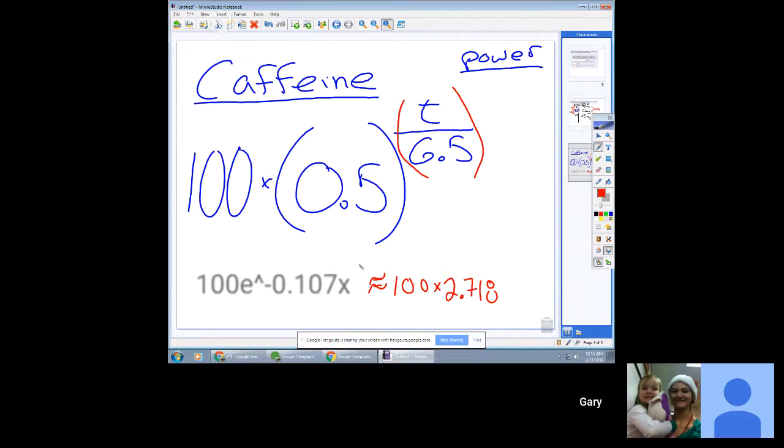2.718. And then they're saying use the power negative 0.107. And in this, they're using X on the computer. We're going to use T for time. So I've got 2 different versions of this formula. So write down each of these, and then we'll test them out on a calculator, see how they perform.